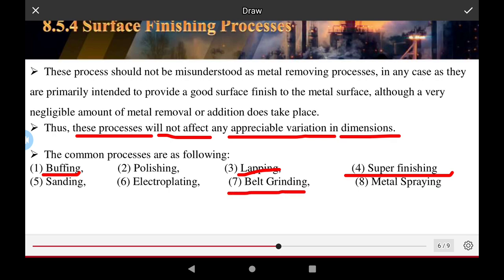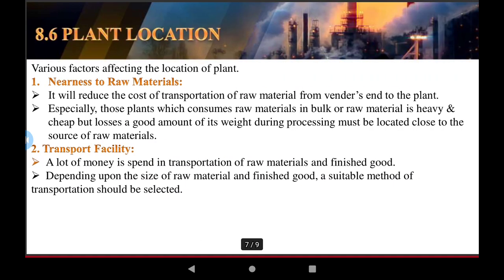This process is also used in grinding machines, with the help of the belt required for the power transmission. The metal spraying process. This process is applied for the removal of materials on the surface. Extra material is removed on the surface of the workpiece.